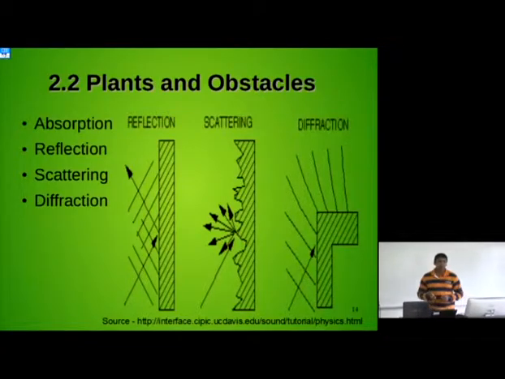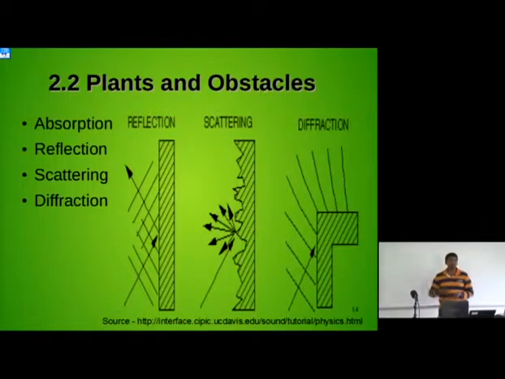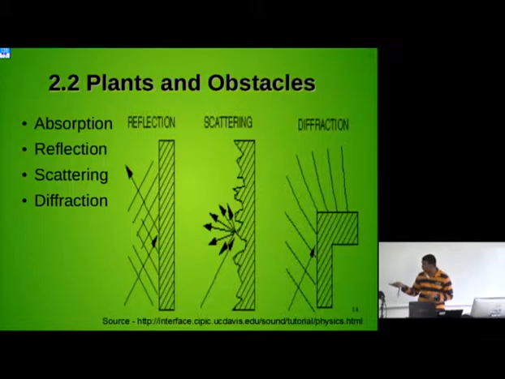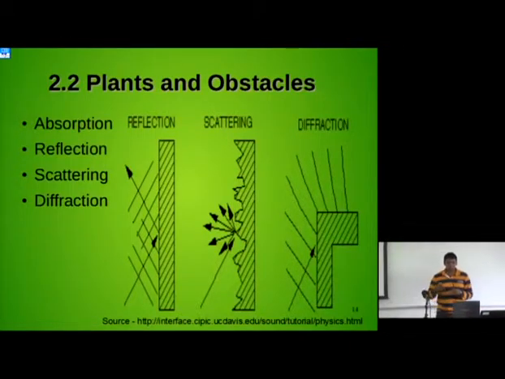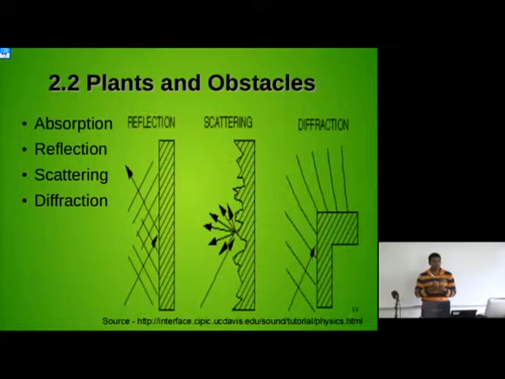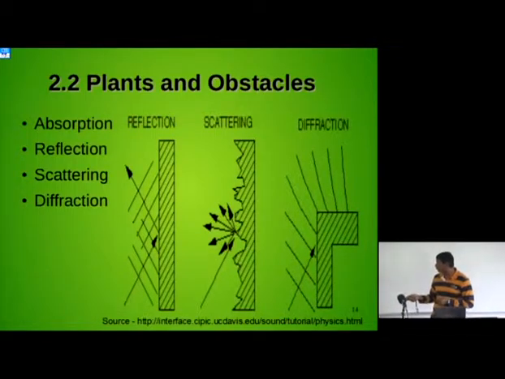Reflection. As you saw, the robot emits the sound, and when the sound is emitted, it can be reflected from the plants, or it can be scattered. Scattered means the sound hits the plant and is scattered to different directions. And the sound can be diffracted. Diffracted means when you have an obstacle, sound tends to bend near the obstacle. That's the diffraction.